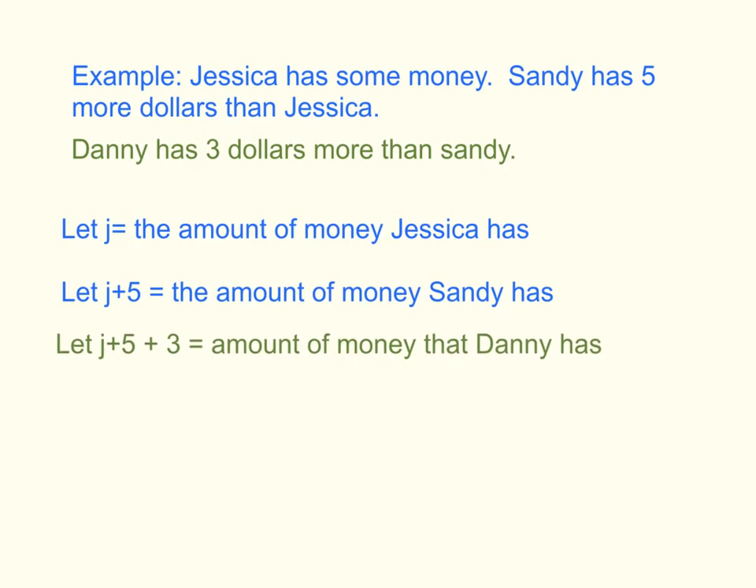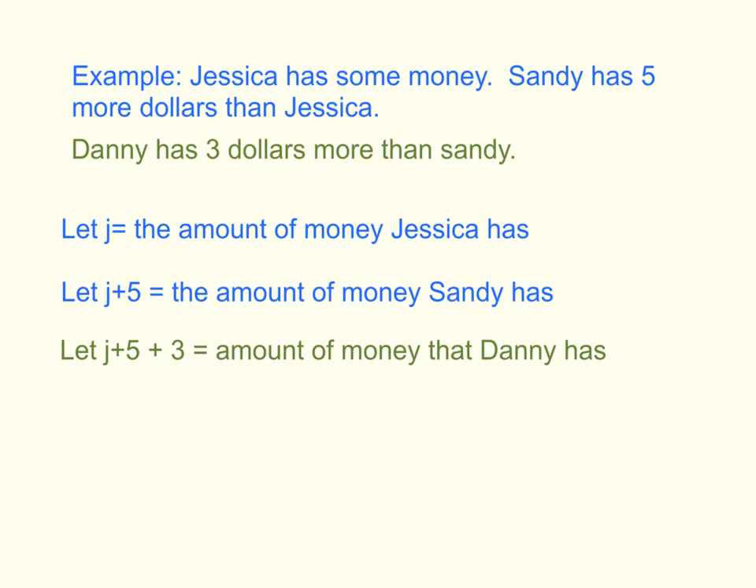This can also be written as J plus 8. Because if you add $5 and then you add 3 more, that's the same as adding 8. So we could also write it like that.